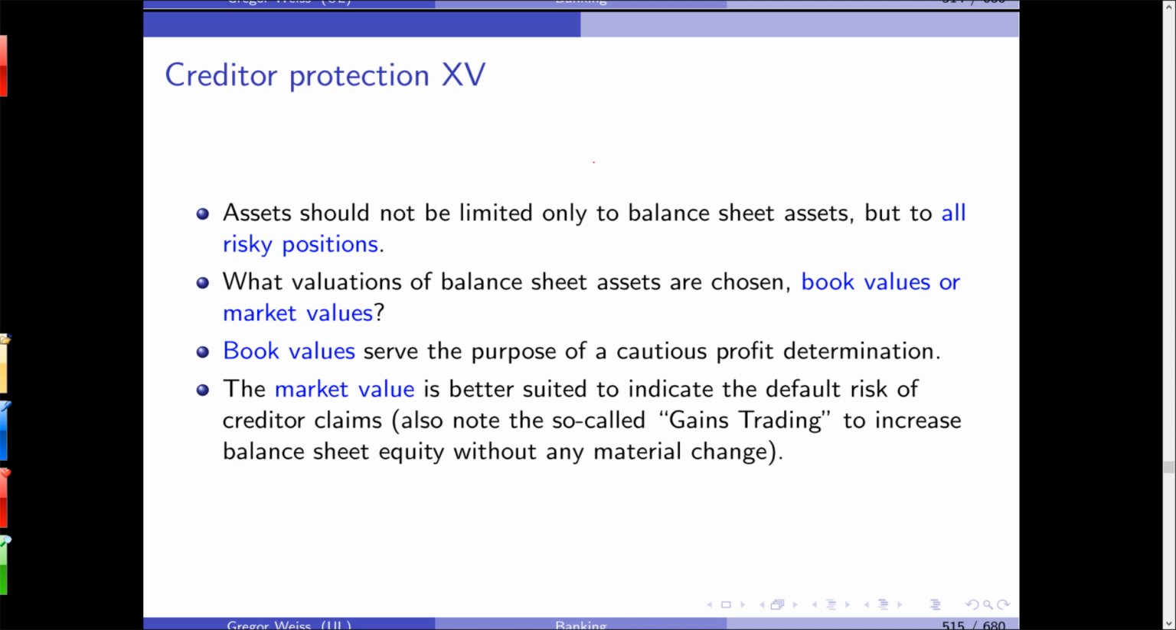So, in many cases, we'll see regulations that use book values. Some regulatory systems use market values. You will see subordinated debt, some parts of debt being included in regulatory capital. One could argue that market value is better suited to indicate the default risk of creditor claims, but this brings us to the problem of fair value accounting. What is fair value accounting?